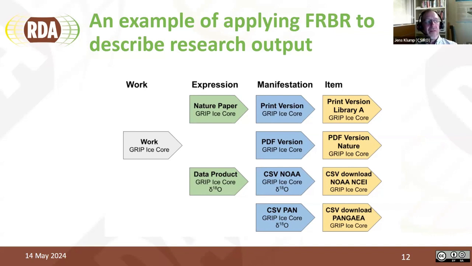And then going to the data product, the delta 18O curve, there I found two of them. One is at the US National Oceanic and Atmospheric Administration, and it's in one type of CSV that you can download from their server. Another type of CSV, a slightly different arrangement of the data, is at PANGAEA, and you can download it from there. So those two manifestations are very close to each other, but they're still different, and I think that's worth distinguishing. And they're certainly separate items because you download them from different servers.